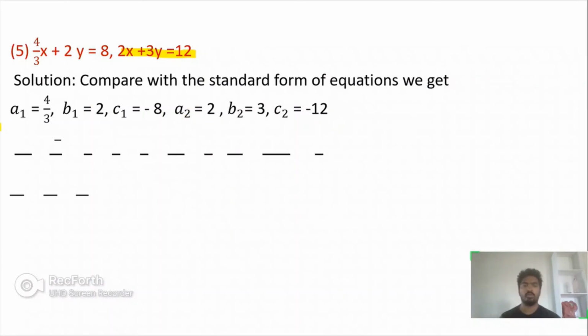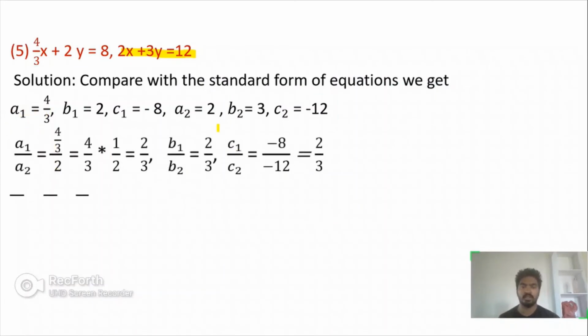Now what we have to do? We have to find a1 by a2, b1 by b2 and c1 by c2 values. So, from this step, we can clearly say that a1 by a2 is equal to 4 by 3 divided by 2. Here, it is in the form of a by b divided by c by d. So, we all know that when division is in the form of a by b divided by c by d, then we can write a by b as it is into the reciprocal of the denominator fraction, that is d by c.